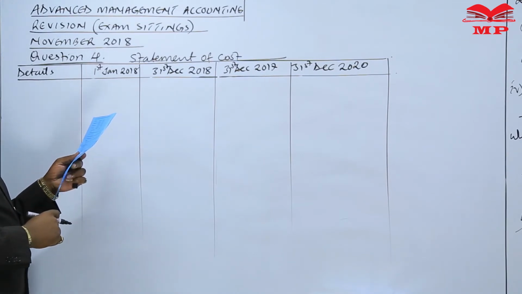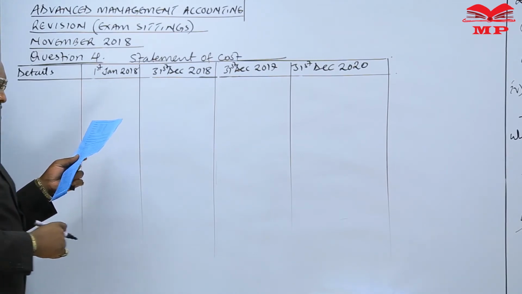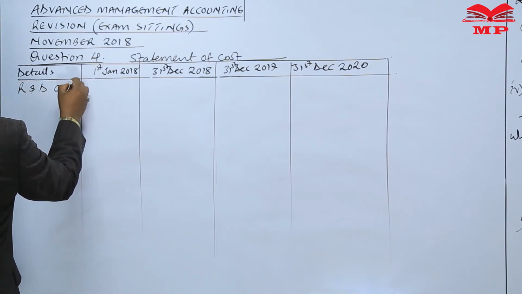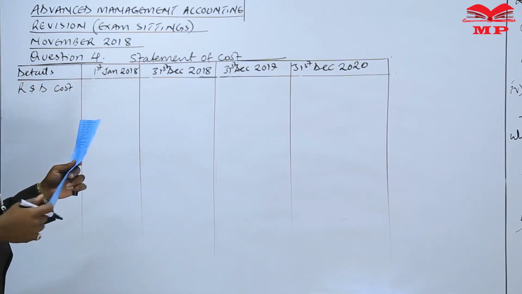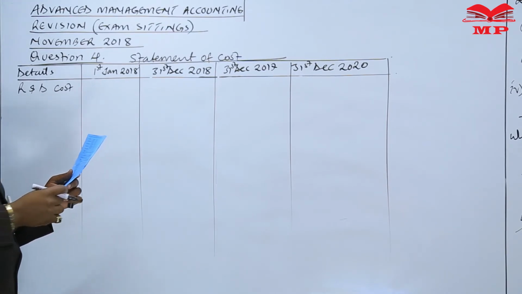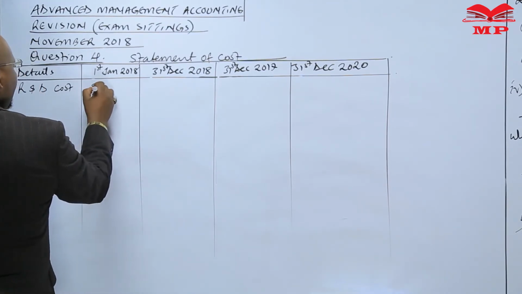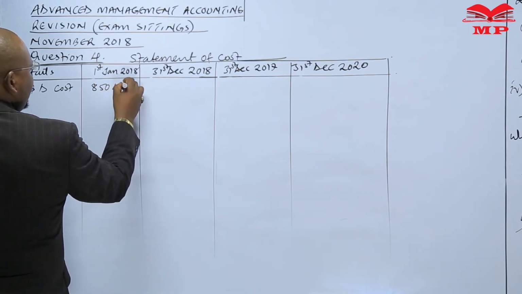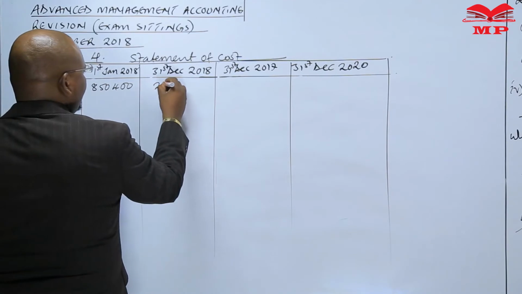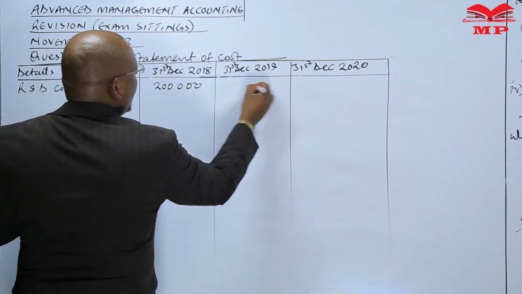Starting with research and development costs. This is a research and development cost. On 1st January, remember, it's the current period, so it is already in the present. So this is 850,400, and this one is 200,000, dash, dash.